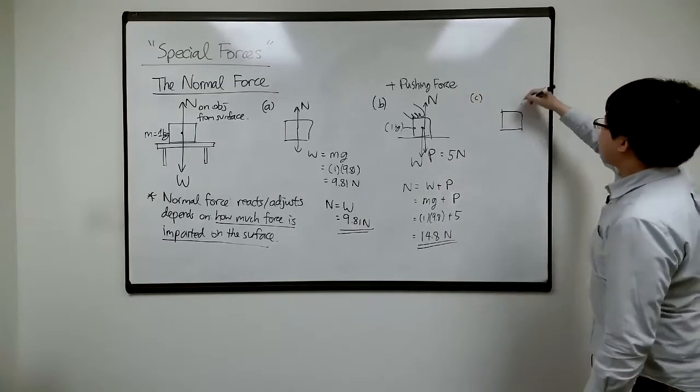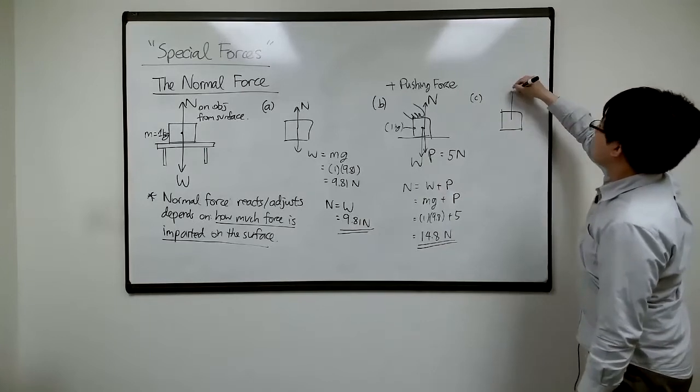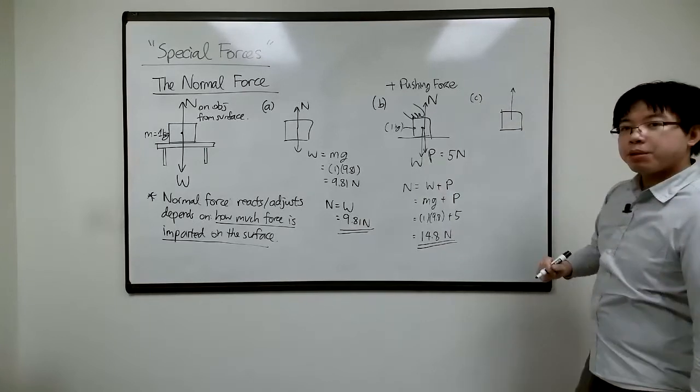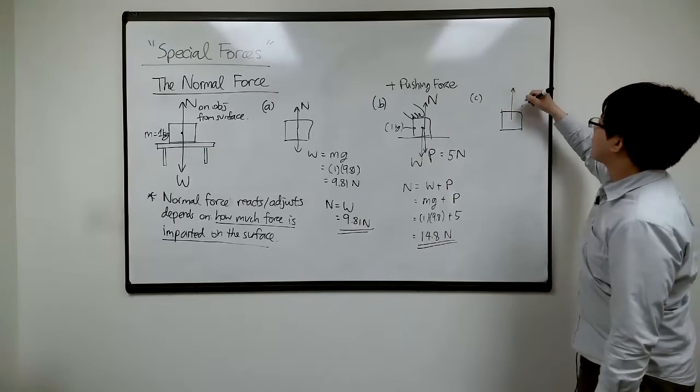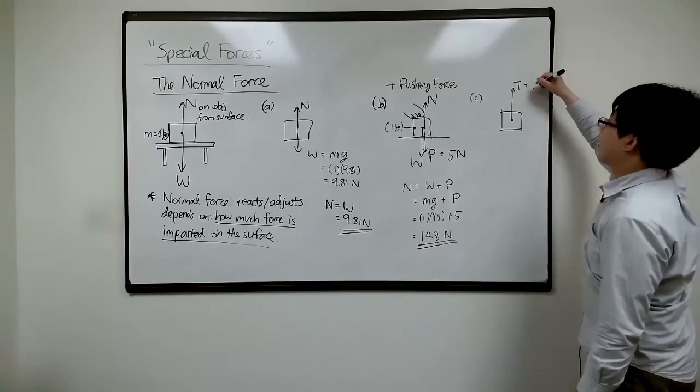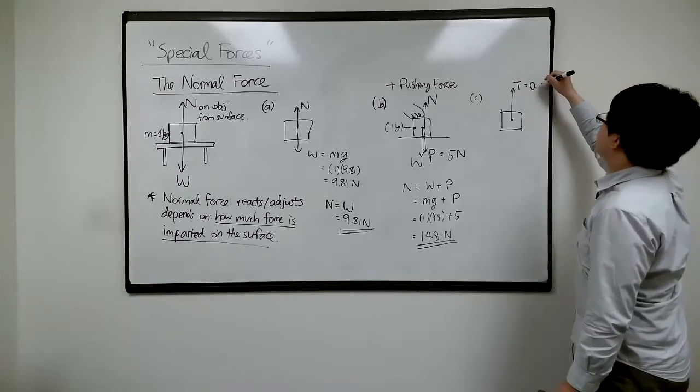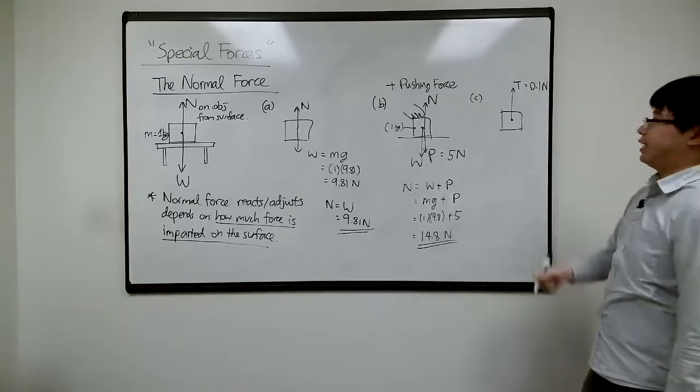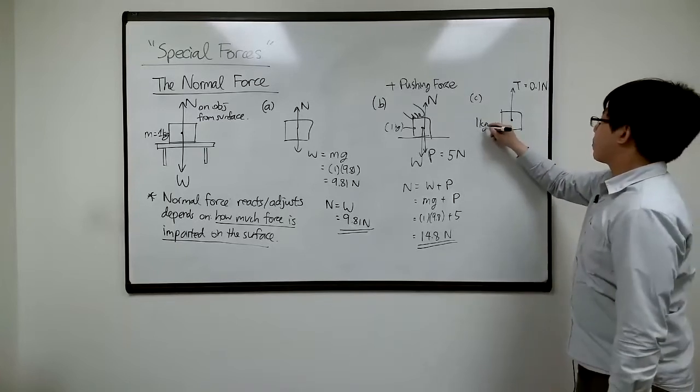This time, let me pull it. So I have a string and I'm going to pull it up with a force. In this case it's called a tension, because it's with a string, and let's say 0.1 newtons. So just pull it lightly. All right, so the 1 kilogram box, same thing.